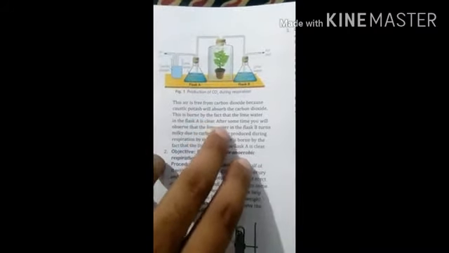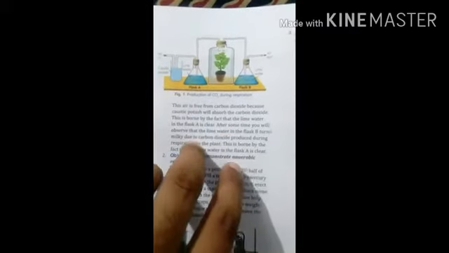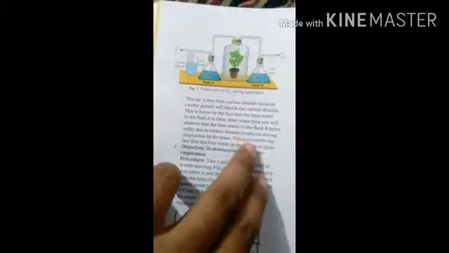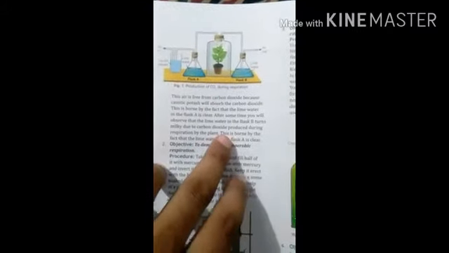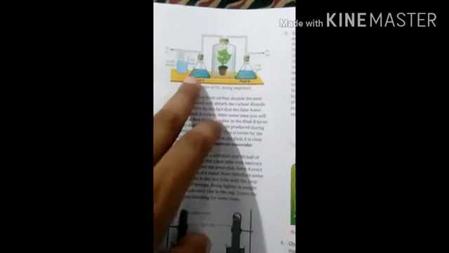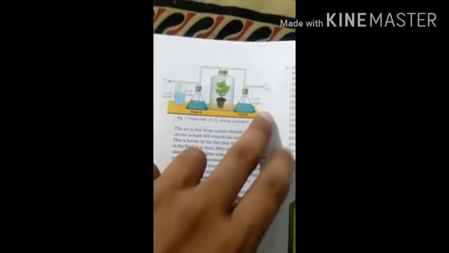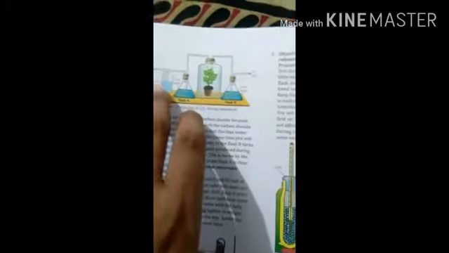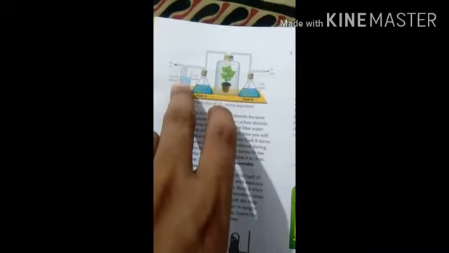After some time you will observe that the lime water in B turns milky due to carbon dioxide produced during respiration by the plant. This is borne out by the fact that lime water is clear in flask A. See the arrangement here. Here air is going out, here air is pushed in. This is the plant, flask A with lime water, here also lime water is there, here is the aspirator and caustic potash.